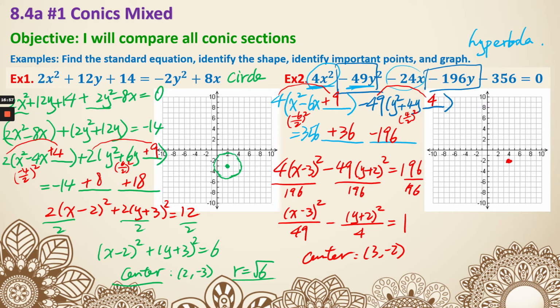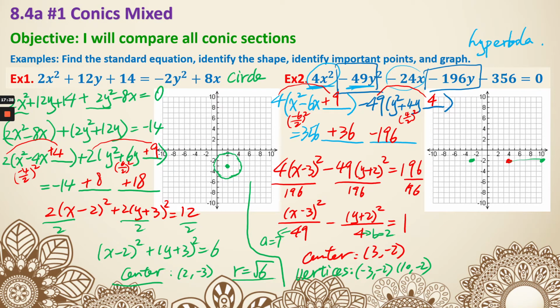My a is under 49, so I can easily identify my a being a 7 and my b being a 2. And my major axis is going to be in the x direction. So from the center, I'm going to go to the right 7 and go to the left 7 as well. These are my vertices. I can start writing my vertices. I'm actually going to write it right here. Vertices. Two points: we have negative 3, negative 2, and 10, negative 2. So these are the vertices.